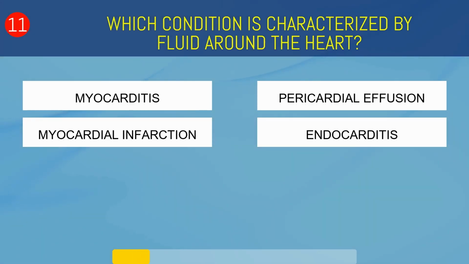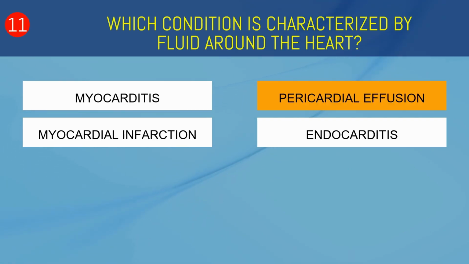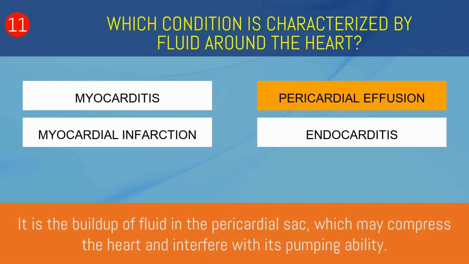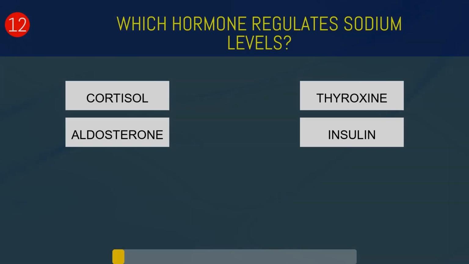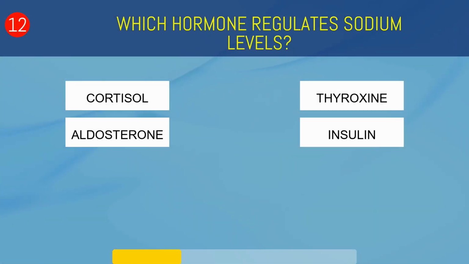Which condition is characterized by fluid around the heart? Myocarditis, myocardial infarction, pericardial effusion, or endocarditis? Pericardial effusion. It is the buildup of fluid in the pericardial sac, which may compress the heart and interfere with its pumping ability.